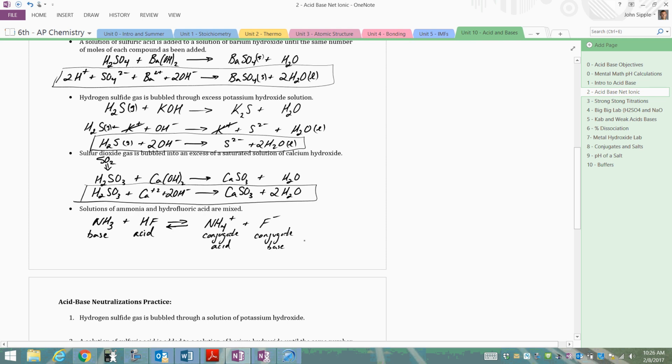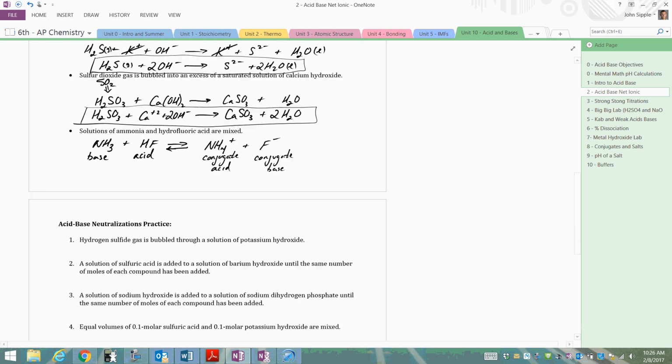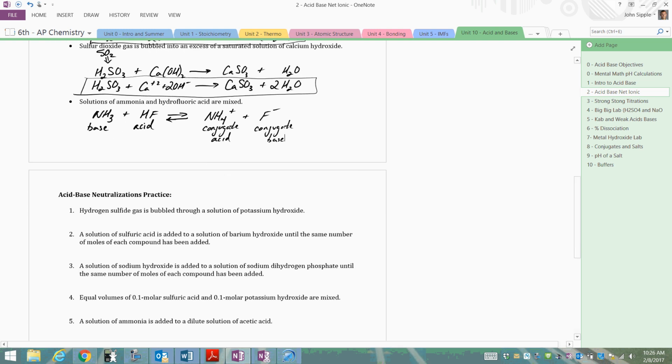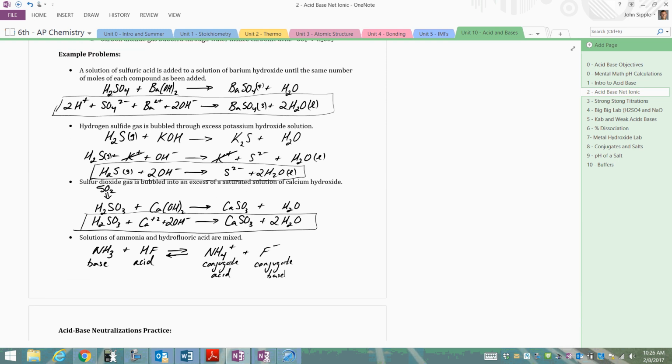All right, so you notice they're pairs though. NH3 gained the hydrogen, so it's a base on one side, acid on the other. That would be a conjugate acid-base pair. And HF and fluoride are the other conjugate acid-base pair. We get to that a little bit later. Those are just different examples there. All right, at this point, we can do a couple of different things here.